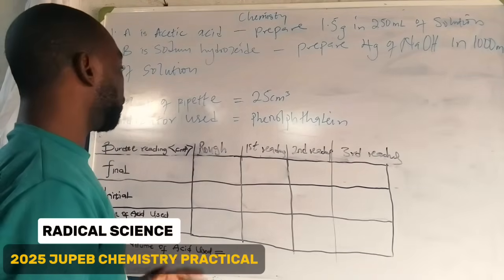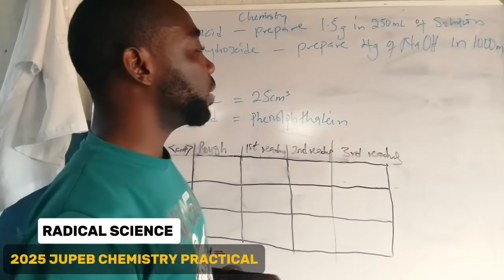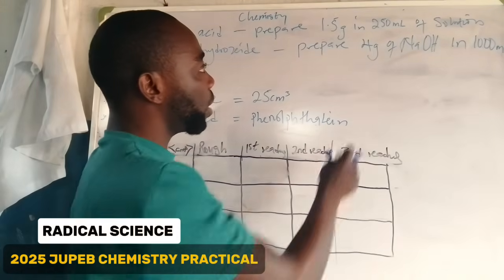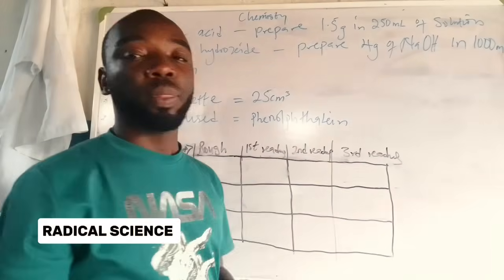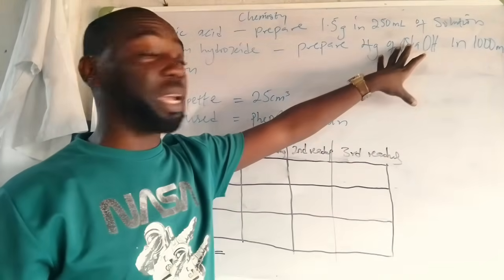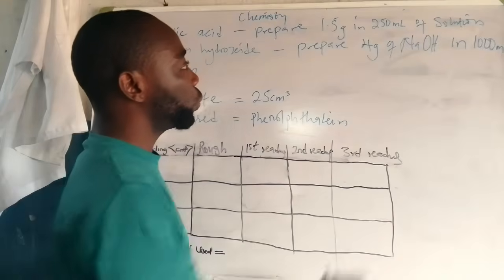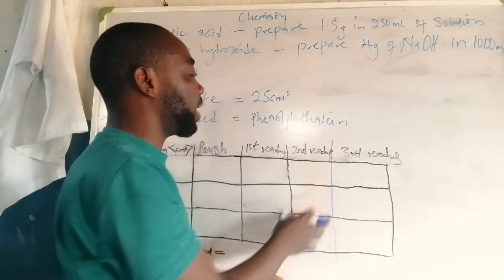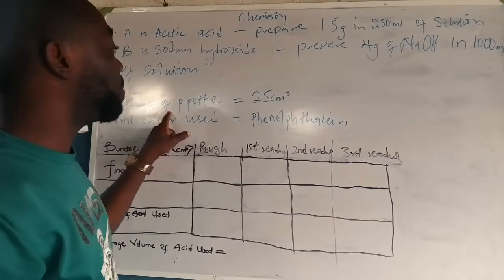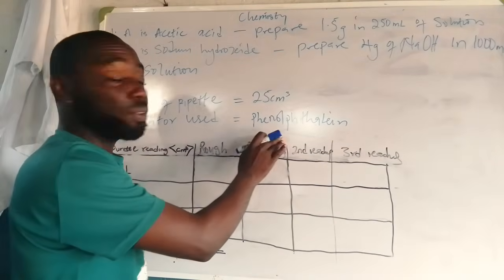Okay, now, as a student writing this exam, you do not need to know how to prepare this. On that very day in the exam hall, this reagent or this solution will be prepared and kept for you on the table. So it is now your duty to follow instruction, titrate and get your values. Here now, you'll be using volume of pipette to be 25 cm cube. Indicator used, we'll be using phenolphthalein.